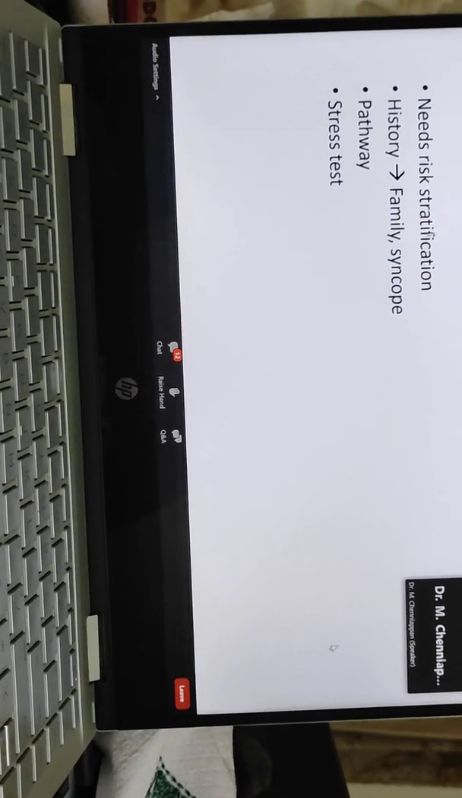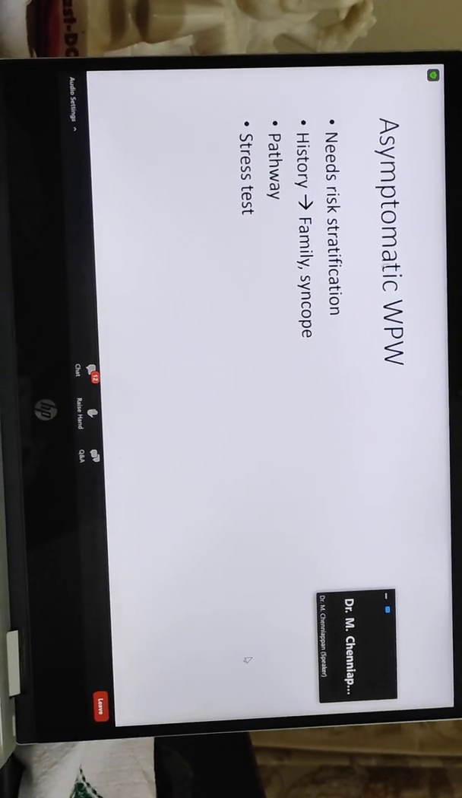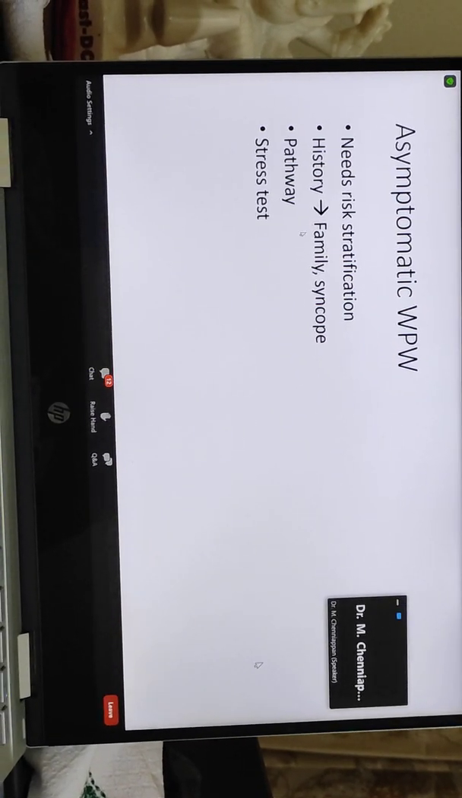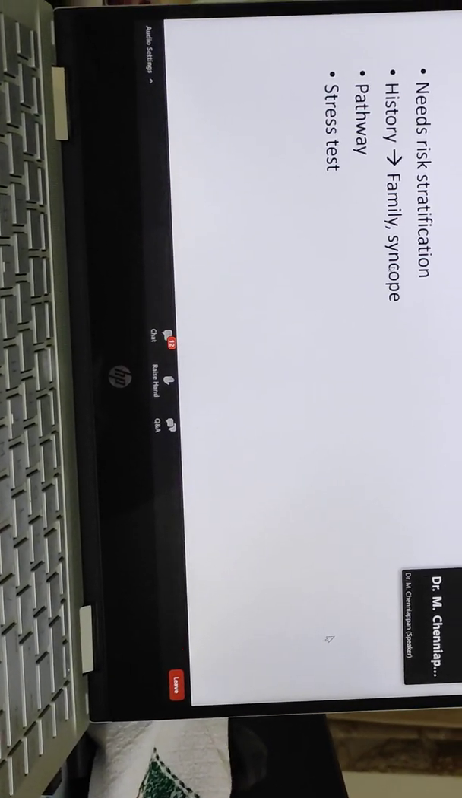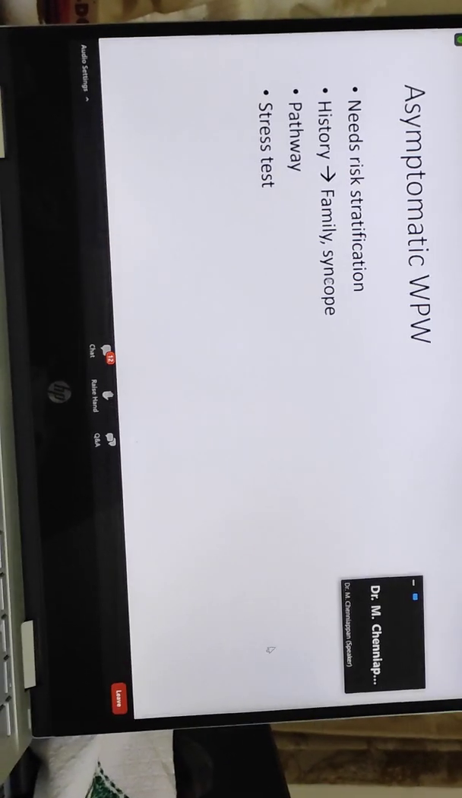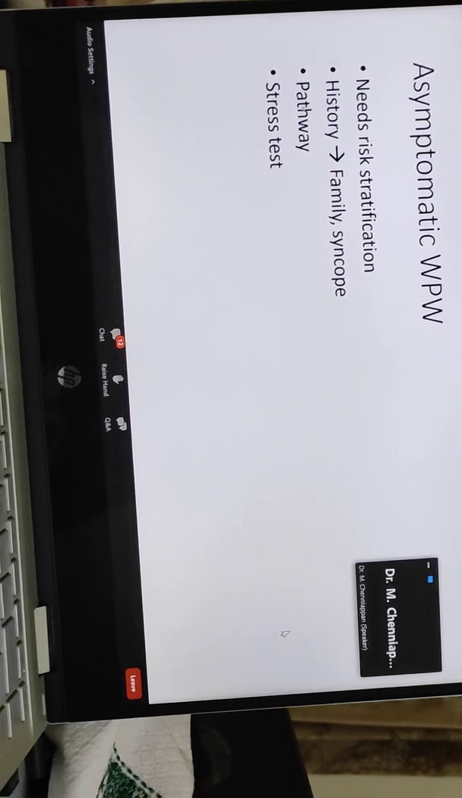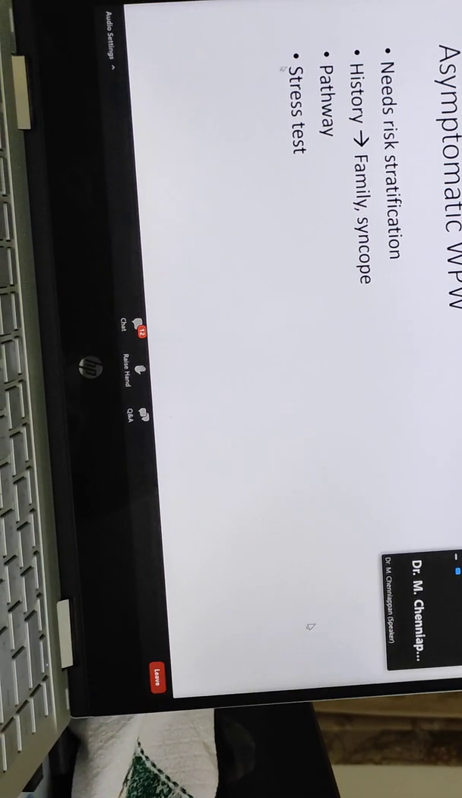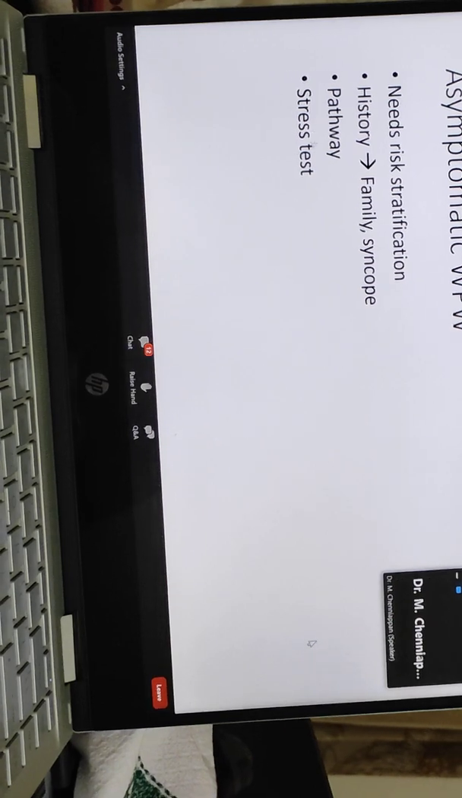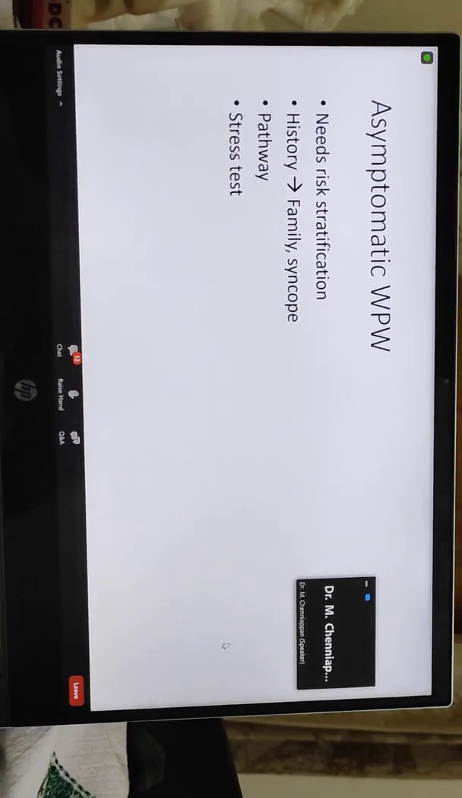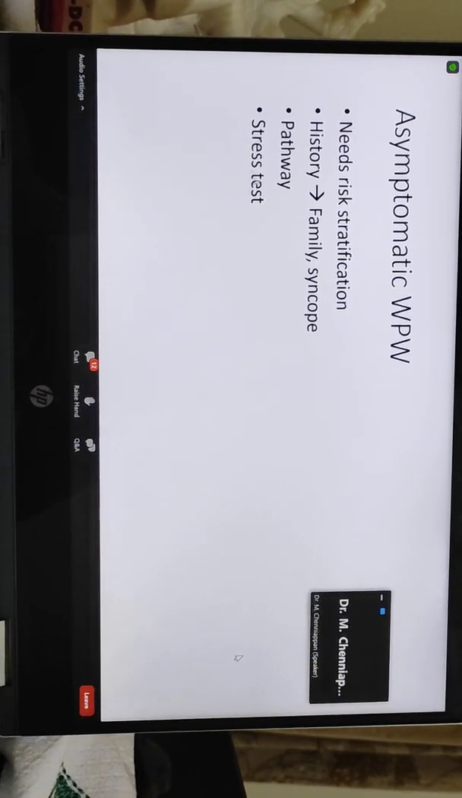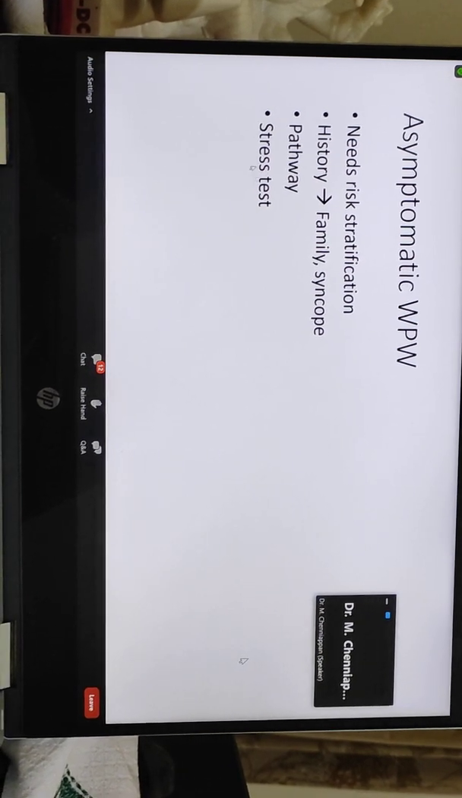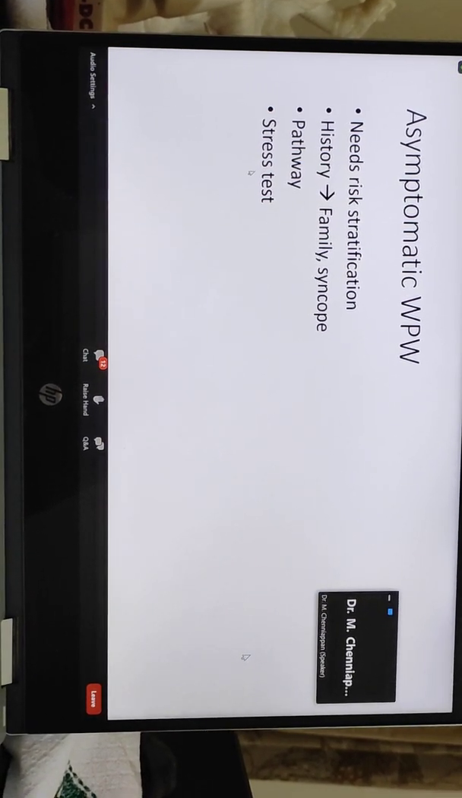So risk stratification is the key. Although the patient is asymptomatic, the most important history is a family history, whether the patient has had even one episode of pre-syncope or syncope, and what pathway you are dealing with. Sometimes a treadmill test in this patient may give you a clue whether you have a dangerous accessory pathway or a little less dangerous, benign accessory pathway.